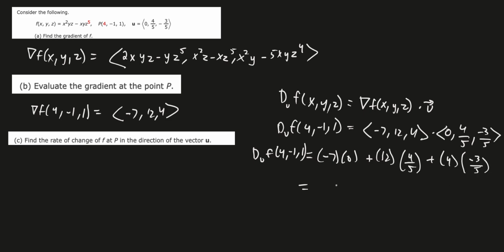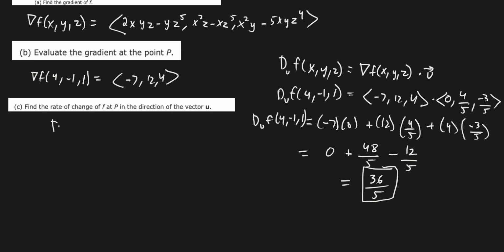Okay, so this is just a dot product. We have 0, we have 48/5, minus 12/5, which gives 36/5. We can't really simplify, so this is our answer. So the rate of change, the directional derivative D_u f at the point 4, negative 1, 1, is 36/5. And that's our answer. We're done.